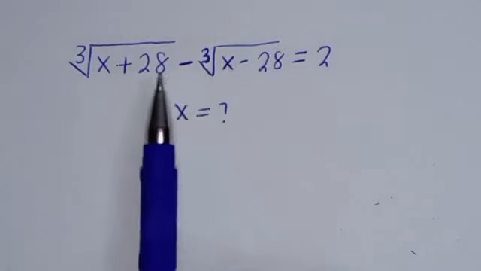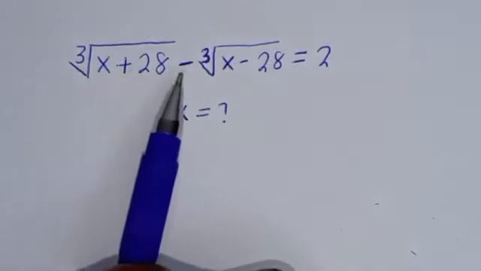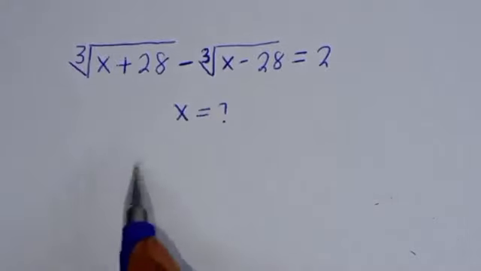How to solve for s from this nice problem. The cube root of s plus 28 minus the cube root of s minus 28 is equal to 2. Solution.